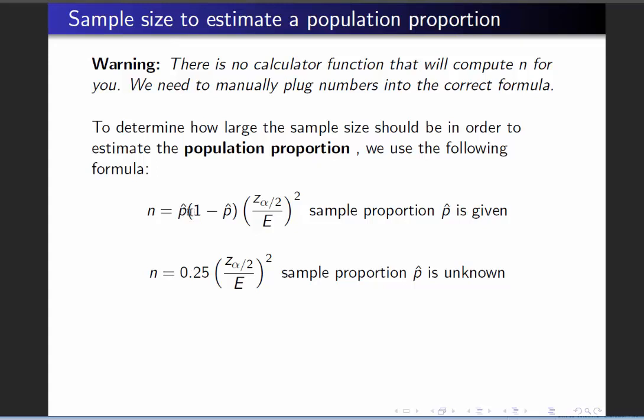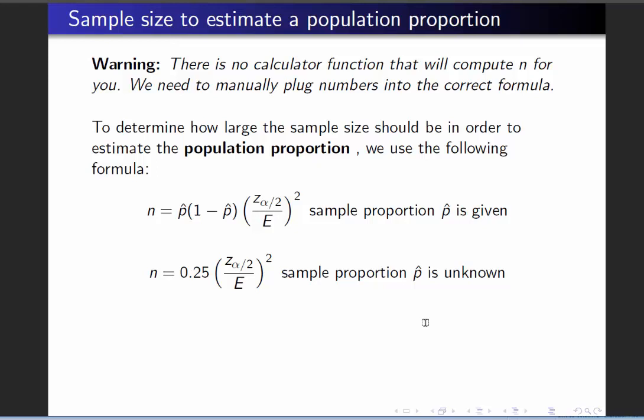P hat times 1 minus p hat, which I think in our textbook they use Q for this, times z of alpha over 2 divided by e squared. If you take a look at this formula carefully, it's similar to the one with population mean, right? You still have your z of alpha over 2 and margin of error on the bottom, and you square this whole thing. The only difference is that now you have these numbers on the outside. So when p hat is given to us, this is the formula that you will use.